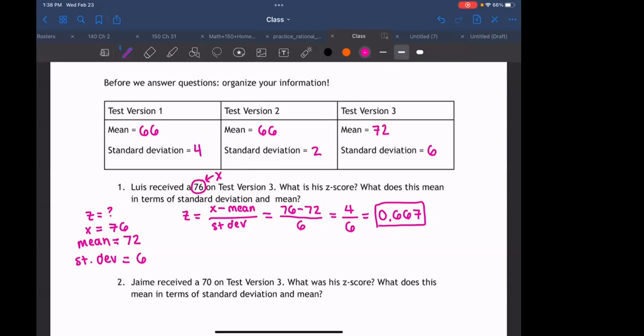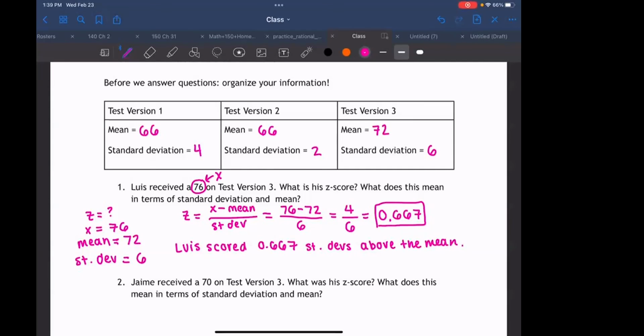What does this number mean in terms of the standard deviation? TJ? It's 0.667 above the mean. Yes, right? It's positive, so that means Lewis did better than the mean. He scored above the mean, and he scored 0.667 standard deviations above it. So I'm going to write this: Lewis scored 0.667 standard deviations above the mean.